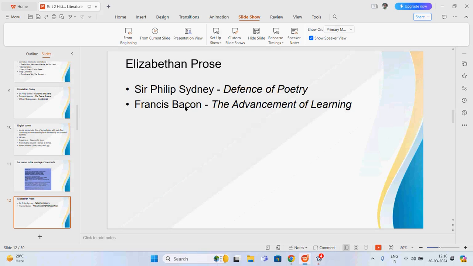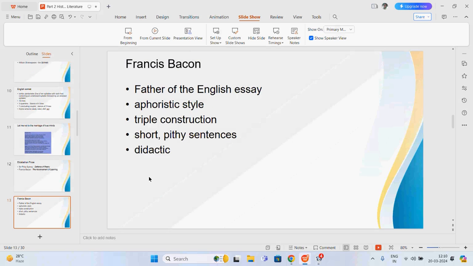Francis Bacon is also a famous essayist of this period. One of his works is titled The Advancement of Learning. We'll know more about Bacon. Francis Bacon is referred to as the father of the English essay. Remember we said Chaucer is considered to be the father of English poetry? Yes, so now Bacon is considered to be the father of the English essay.